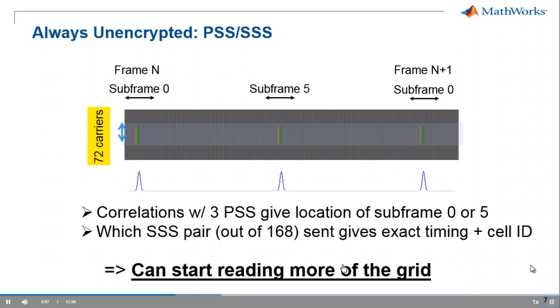While the same PSS is broadcast in every subframe, a pair of SSS is broadcast in subframes 0 and 5. And that pattern lets us recognize whether we are looking at subframe 0 or subframe 5. In addition, you know which sequence out of 168 possible ones of SSS pairs was sent. Put together, the information from PSS and SSS gives you the frame timing and the cell ID, which is a number between 0 and 503, which is 3 times 168 minus 1.